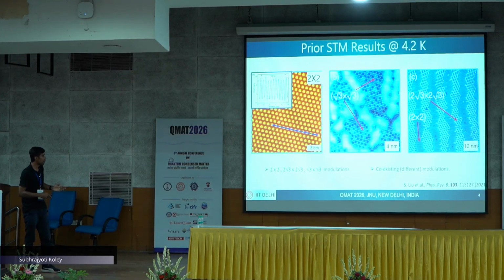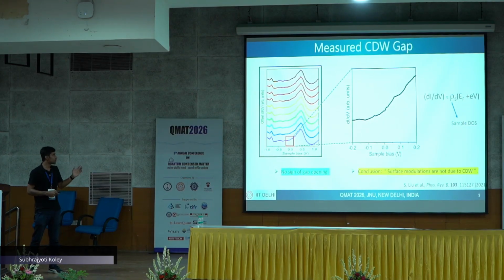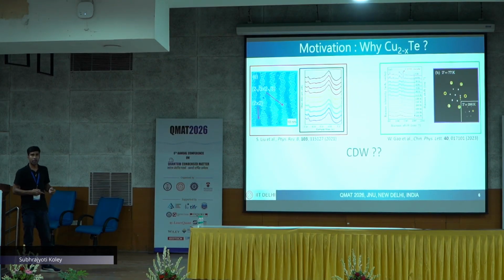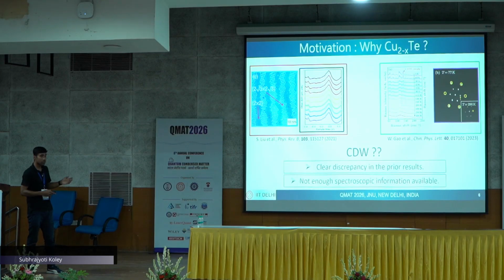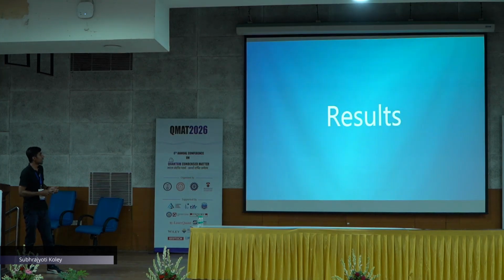But the problem was that there is no gap opening they could measure on the system. So they concluded this is not due to the CDW, but due to the motion of the copper atoms on the sample surface that gives those reconstructions. But this is very confusing. So we thought, why don't we give it a try to understand why this reconstruction was happening on the surface. Also there is a discrepancy, as we don't have enough spectroscopic data for this sample. So we gave it a try, and this is our result.